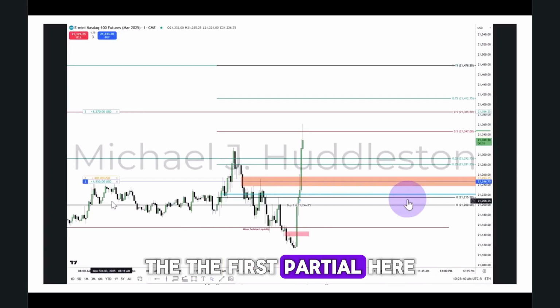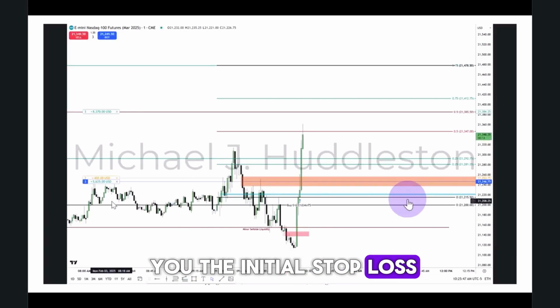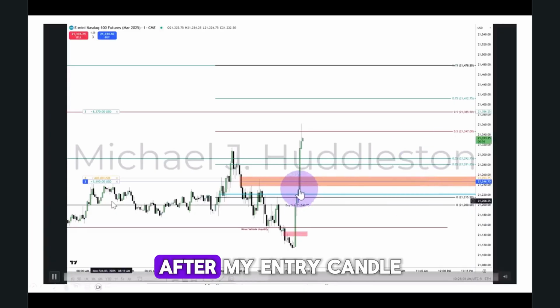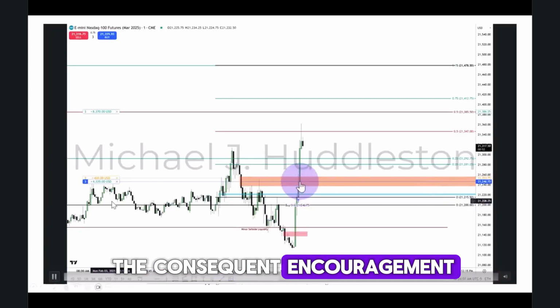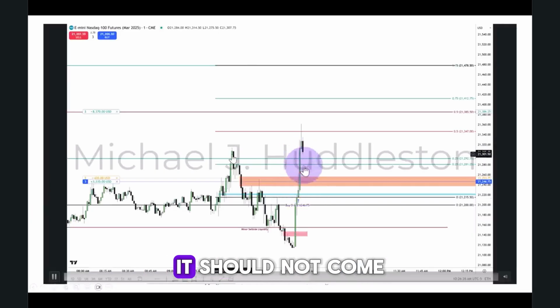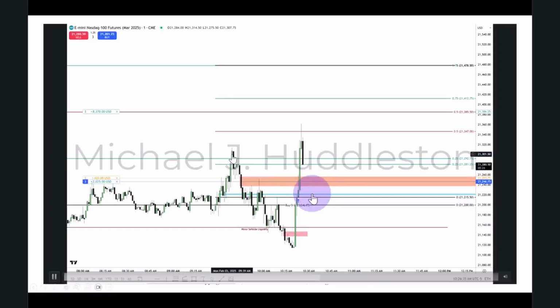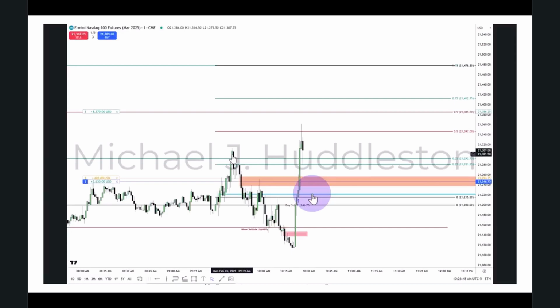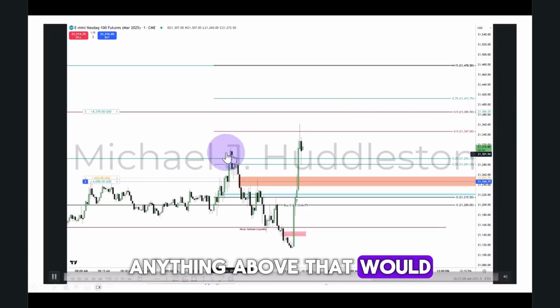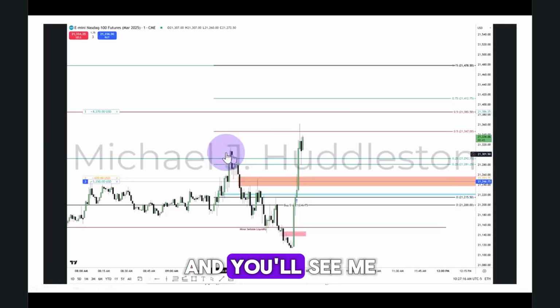the first partial here. I wanted to show you the initial stop loss, why I was waiting to set the stop loss. It was based on this candlestick after my entry candle to trade back into the consequent encroachment. Once it did that, I felt confident that it would not come back down here because this would be a breakaway gap. And once it leaves the inversion fair value gap, it should not come back down into it. Above this high here, anything above that would be a wonderful candidate for a partial. And you'll see me do that.